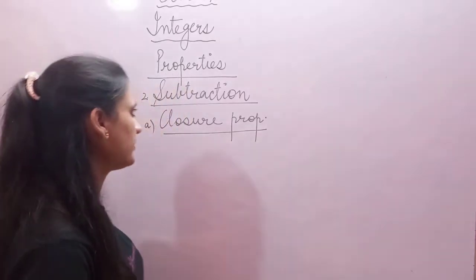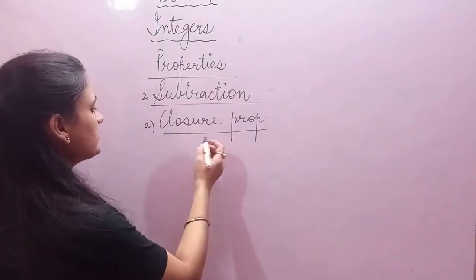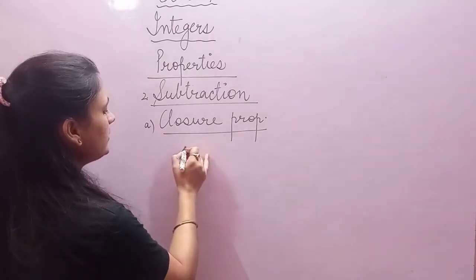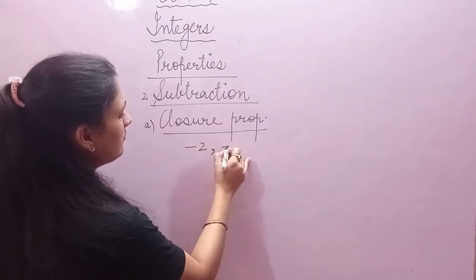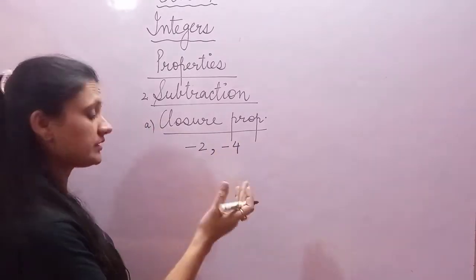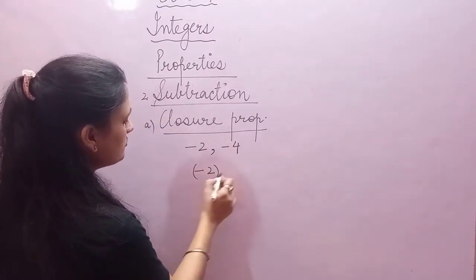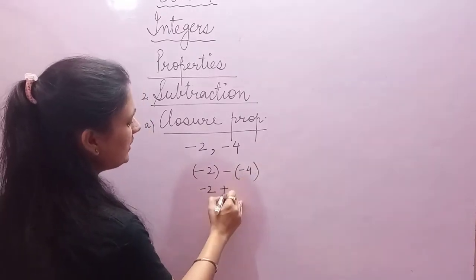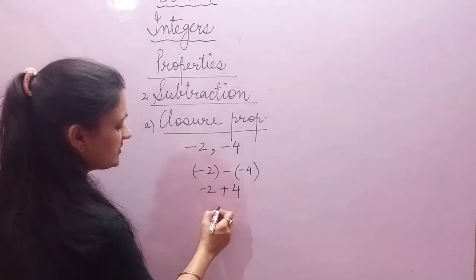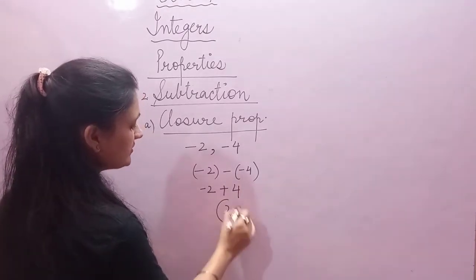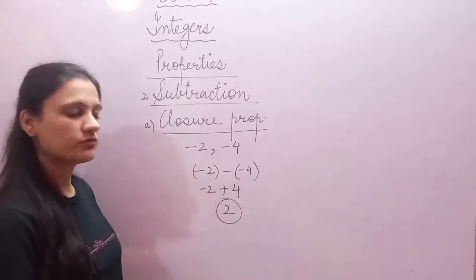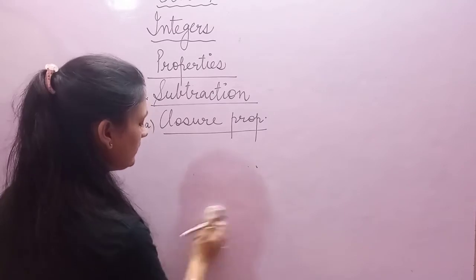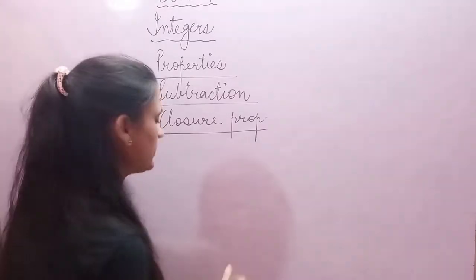Now closure property. Let's start. What it says is, when you subtract two integers, you'll get an integer. Let us see, minus 2 and minus 4. Suppose these are two integers. Let us subtract these integers. Minus 2, minus 4, minus 2, minus minus plus 4. Plus minus is minus, 4 minus 2 is 2. Yes, of course, we got an integer. So what does it mean? That if you subtract two integers, you'll get an integer. This is all about closure property.